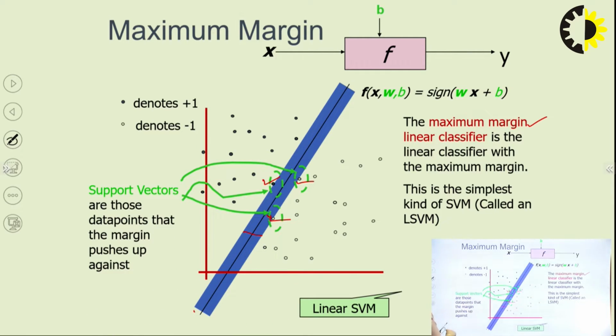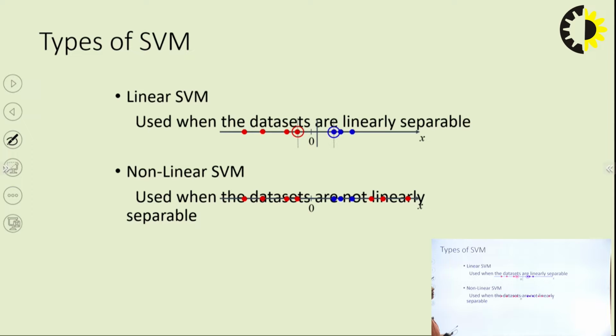These are the support vectors. These are the data points that the margin pushes up against. Now, when we are talking about SVM, there are two types of SVM: linear SVM and non-linear SVM. If I consider these data points, we can see that they can be divided linearly into two parts. Here I have red objects, here I have blue objects. So this is linear SVM. It is used when the data sets are linearly separable.